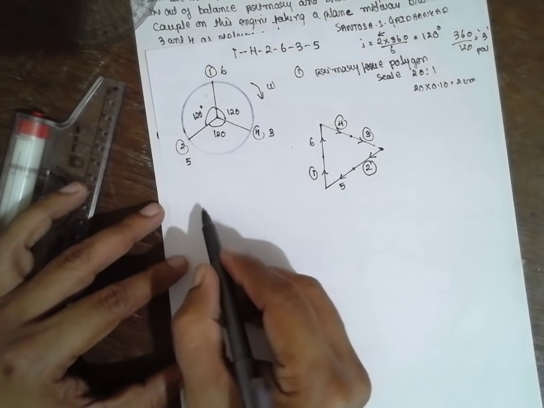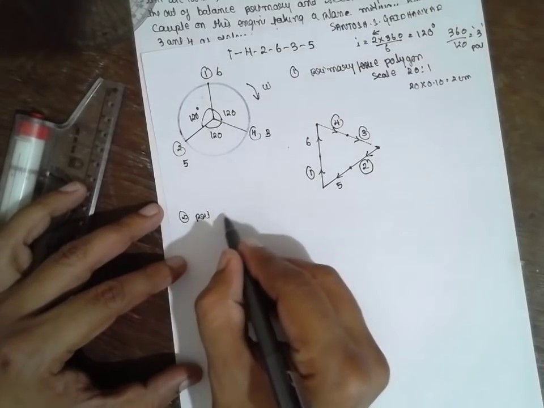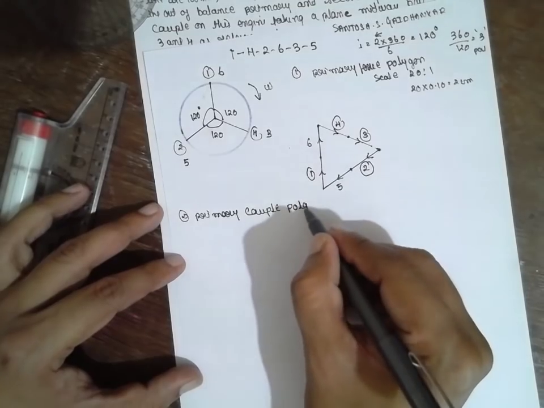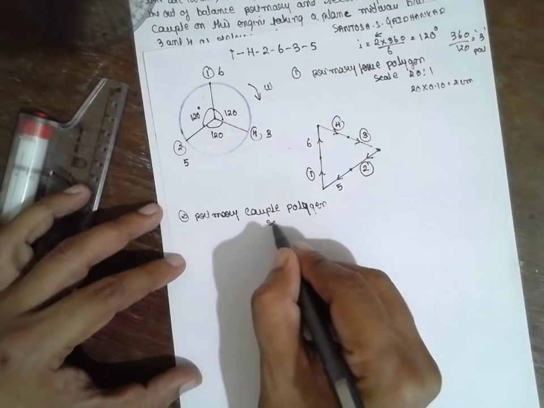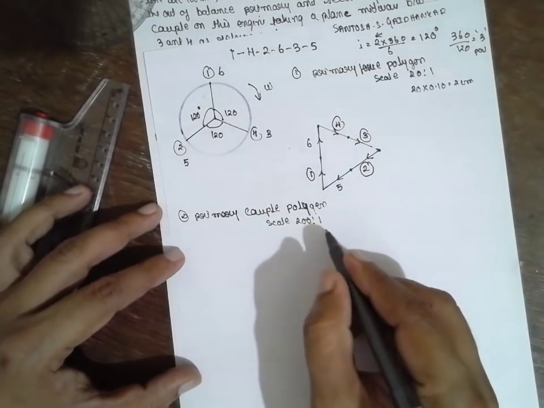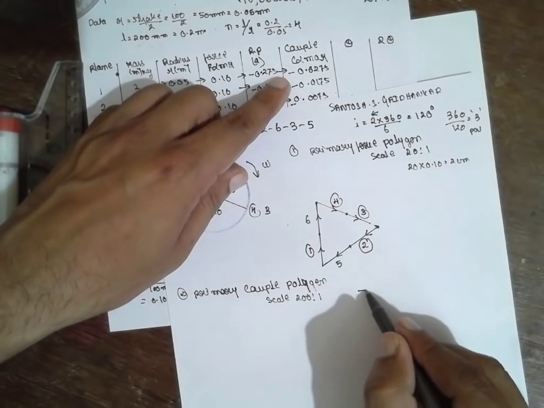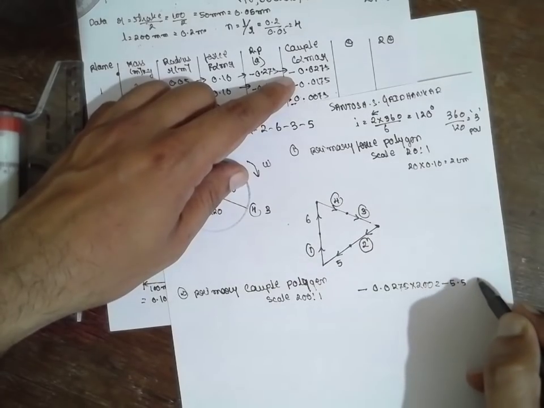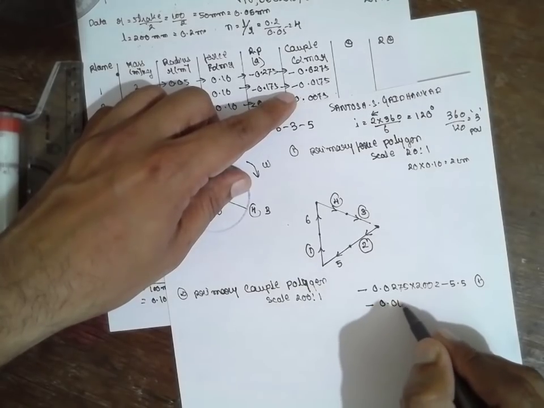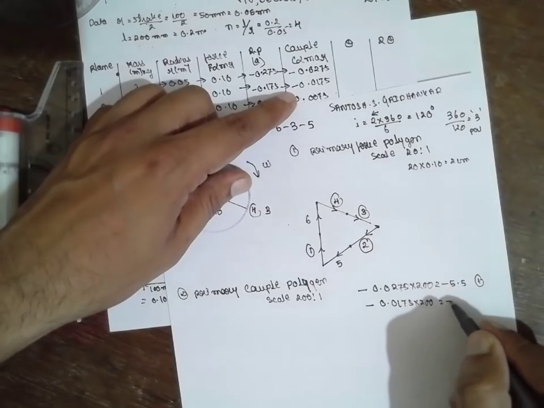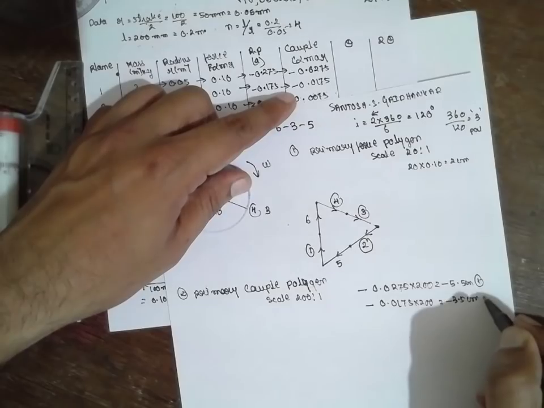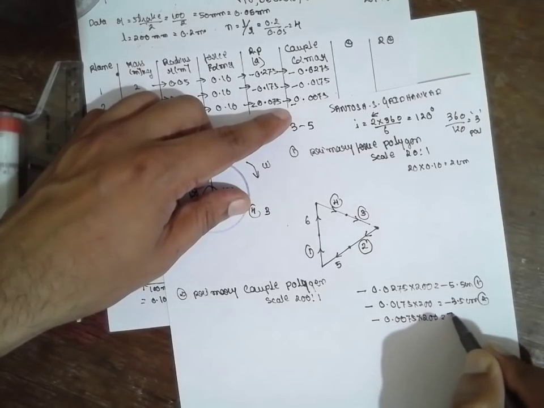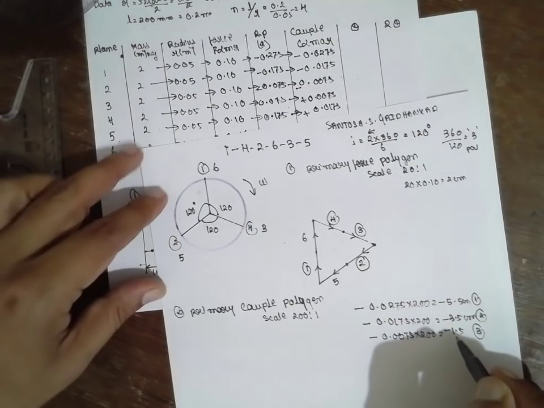Next I am doing the primary couple polygon. I will consider the scale 200:1. Now these are the values. -0.0275 × 200 will be -5.5 for 1. -0.0175 × 200 will be -3.5 centimeter for 2. -0.0075 × 200 will be -1.5 for 3.